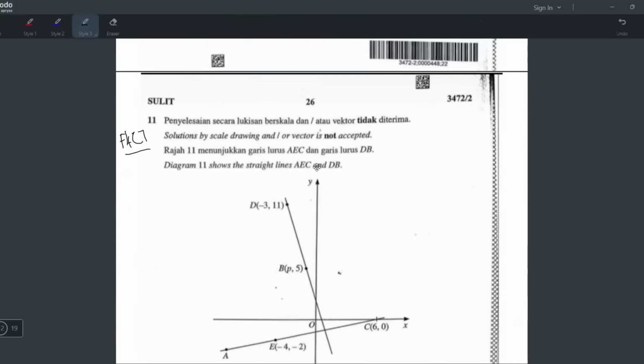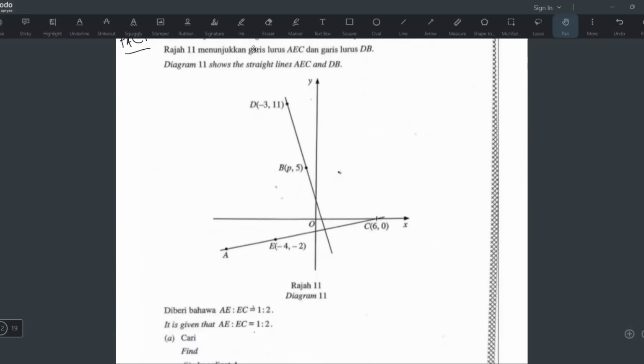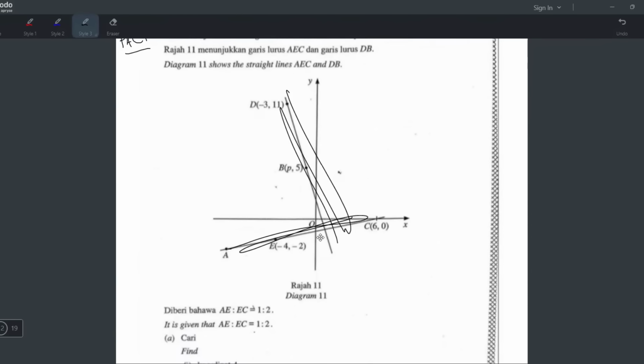Okay, diagram 11 shows a straight line AEC and DB. Let's check if there are two lines. Yes, AEC this one, DB this one. And they have given some coordinates there. Okay, that's good. Now they say given that AE:EC is 1:2. Oh, this is important. This is important information. So label this. AE ratio 1, and then EC ratio 2. So EC is from here to here, 2.